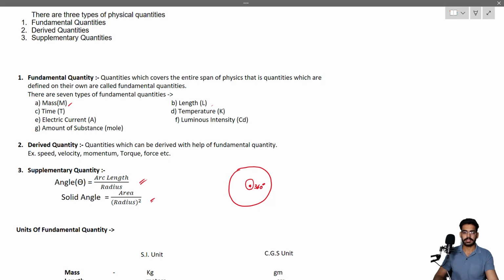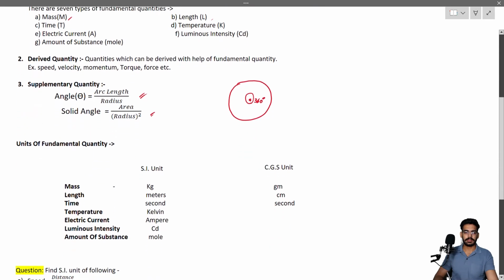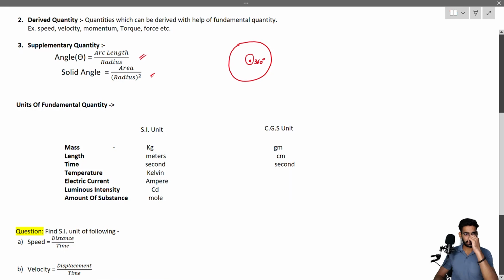Okay. Now the next thing we're going to define is the units of fundamental quantities. What are the units of fundamental quantities? There are two: one is the SI unit, one is the CGS unit. This is the standard international unit which we define for every quantity. For mass we define kg, and in CGS we use gram.